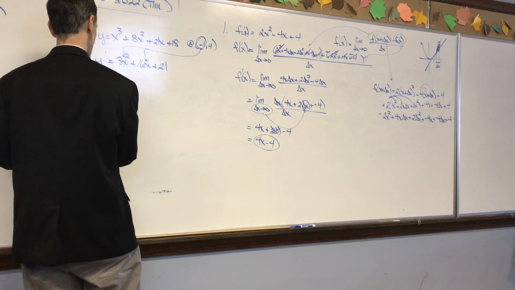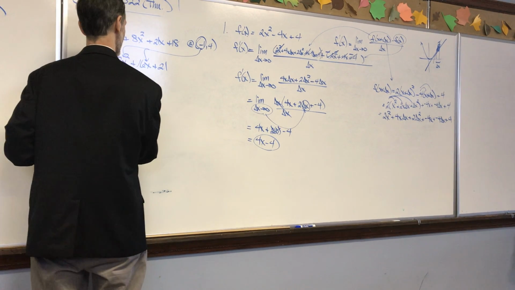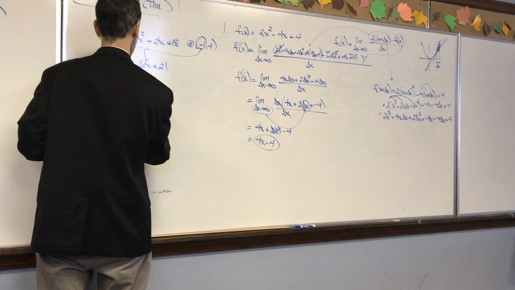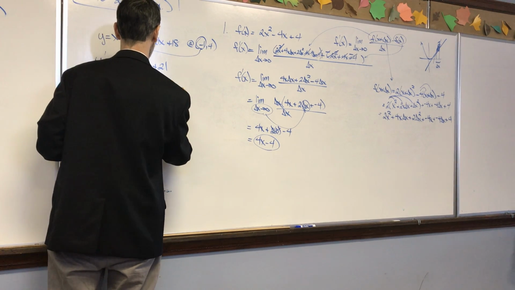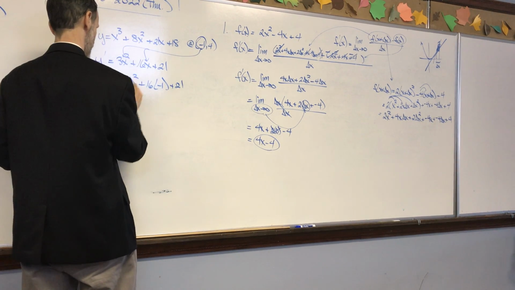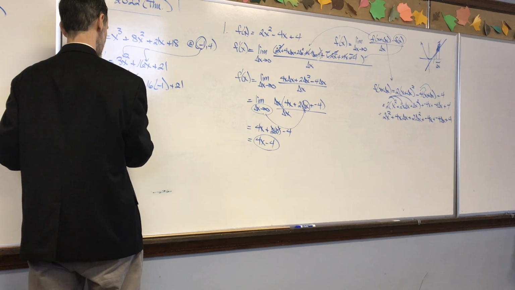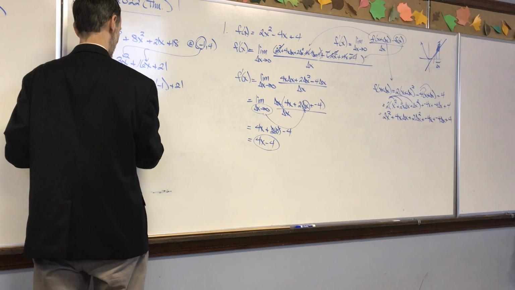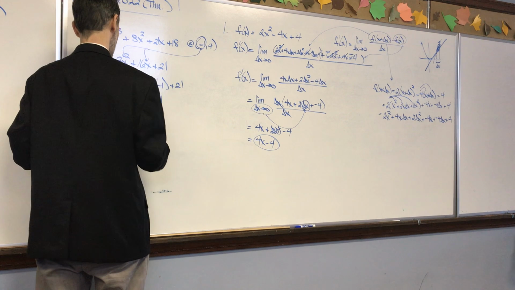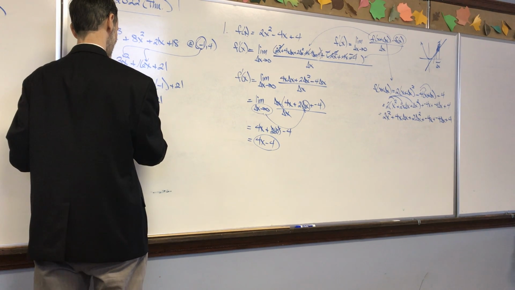Y prime equals, just do the calculation, 3 times -1 squared plus 16 times -1 plus 21. Go ahead and do that for me. 3, good. This is +1, so it's 3. -16, okay. Plus 21. Good. 3 plus -16.